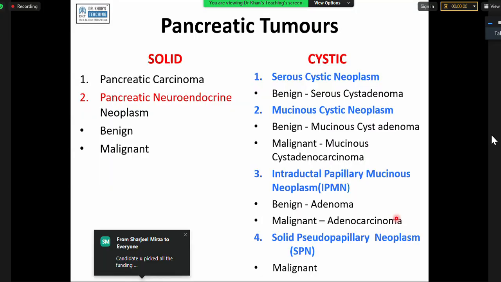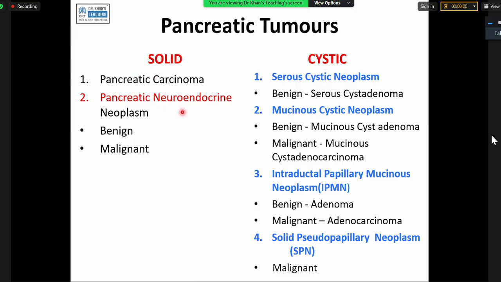Now, pancreatic tumors can be solid and can be cystic. I think 2 or 3 sessions ago, we did cover the cystic lesions. Now, solid lesions, the most common is the pancreatic carcinoma, and then there are pancreatic neuroendocrine tumors. Neuroendocrine tumors can be benign, they can be malignant.